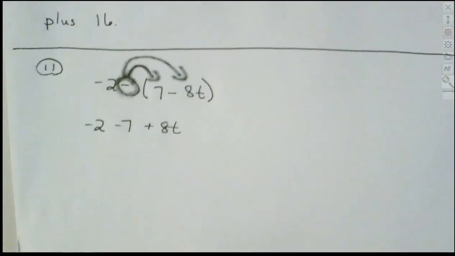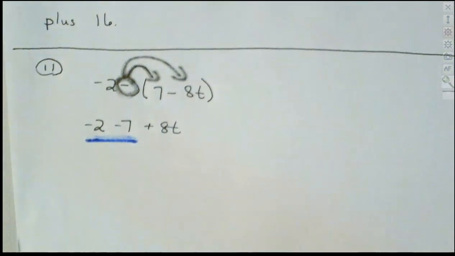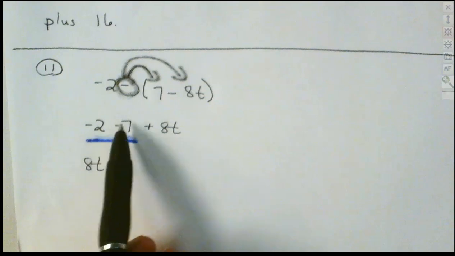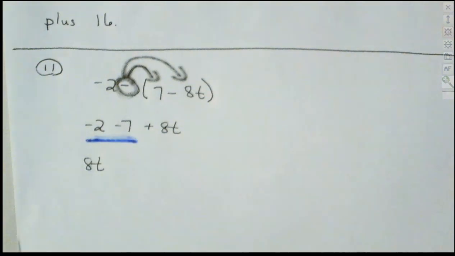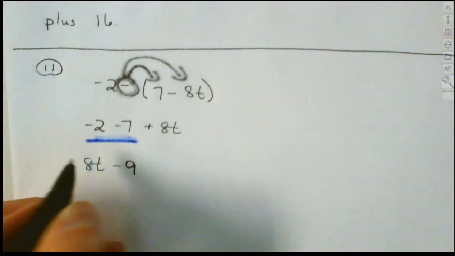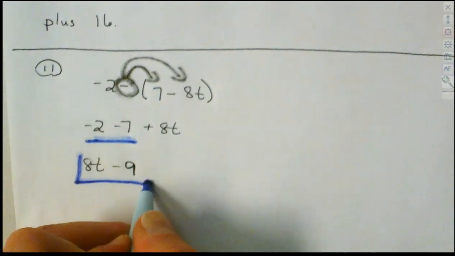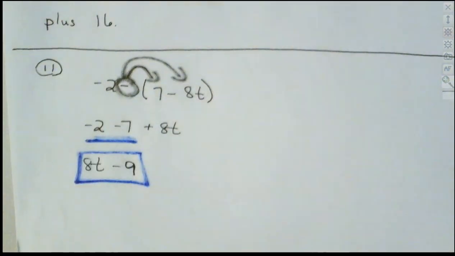So now can we combine together? Well, now if we want to combine things together, those are numbers so they can go together. And generally we write the variable first. So I'm going to write the 8t first. And then we have minus 2 and minus 7. Those are both negative. They go together. And that makes it a minus 9. So my final answer there would then be 8t minus 9. If you wrote it the opposite way, it's fine.